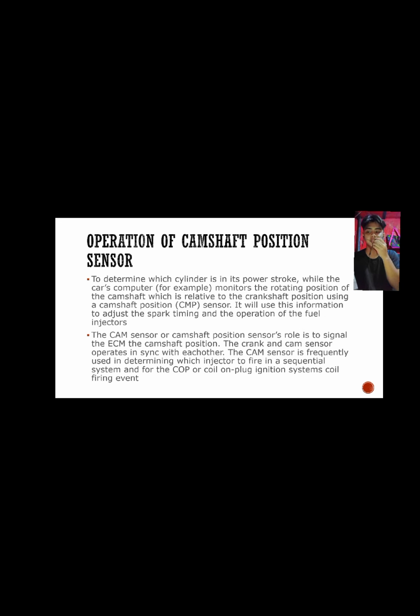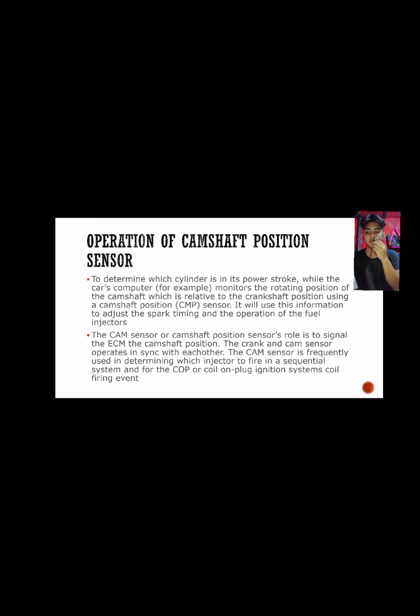Next is the operation of camshaft position sensor to determine which cylinder is in its power stroke. While the car's computer, for example, monitors the rotating position of the camshaft which is relative to the crankshaft position using a camshaft position CMP sensor, it will use this information to adjust the spark timing and the operation of the fuel injectors.